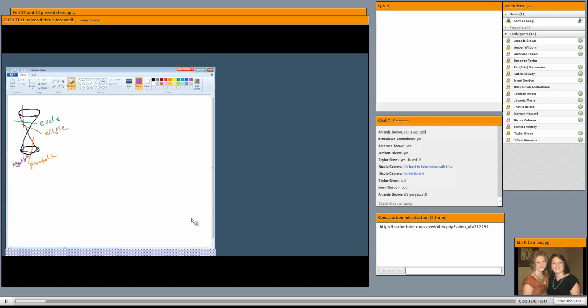So all you got to do is look at it. If the x squared and the y squared are on the same side and they have the same number as a coefficient, it's a circle.